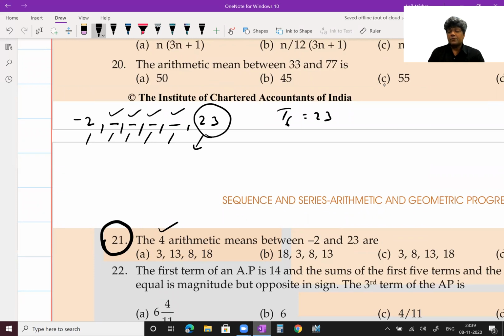So according to the formula, T6 means A plus... what is A? Minus 2. Minus 2 plus (6 minus 1) into D is equal to 23. So certainly 5D is equal to 25.